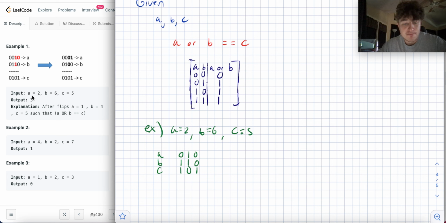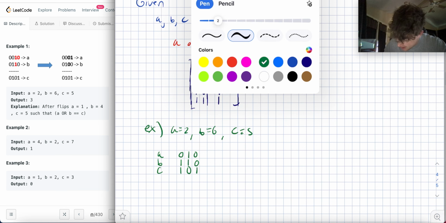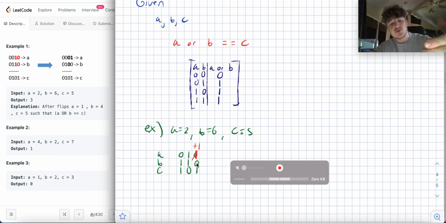So how's this going to work? Well, we want C to be 1 here. We need the OR to be 1, because 0, 0 is going to give us 0. So this 0, 0 is going to result in a 0. So in order to convert it to a 1, we're going to have to change at least one character to a 1. So we're going to convert this to a 1, which is going to cost 1 point. Which makes sense. And you might ask, well, if they're both 0, should I convert this one to a 1 or this one to a 1?